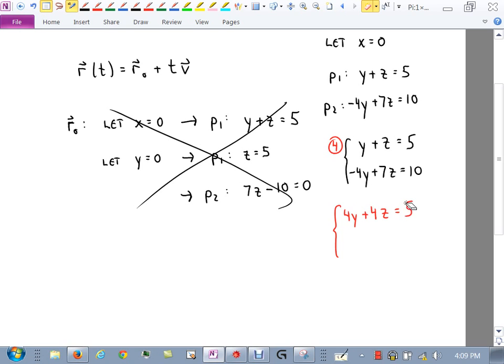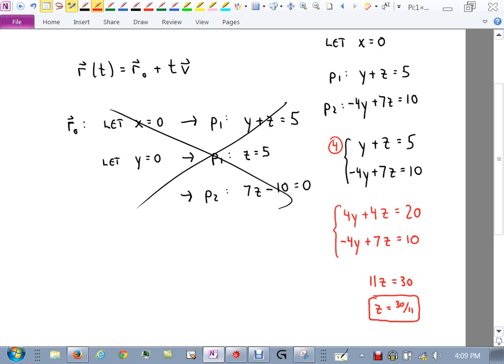What did I forget to do there? It should be 20 over here, right? I'm distributing a 4 through here, here, here, and then leaving the bottom one alone. And then now that these 2 are off by a constant, I can just basically add down and get what? 11z is what? 30. And that means z is 30 over 11.